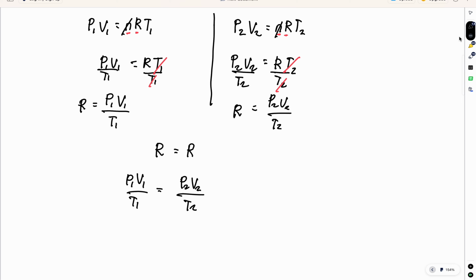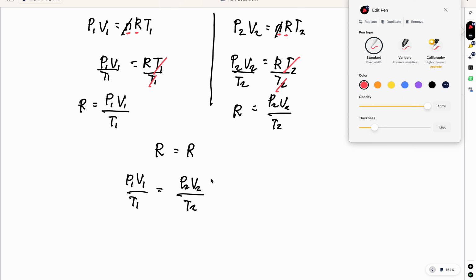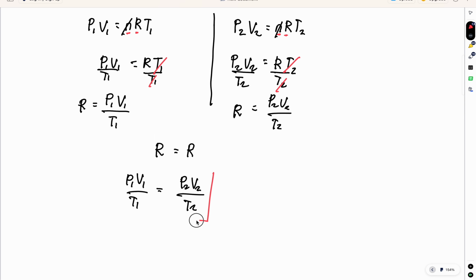So finally, this is your combined gas law equation. You should always remember this one: P1V1 over T1 is equal to P2V2 over T2.